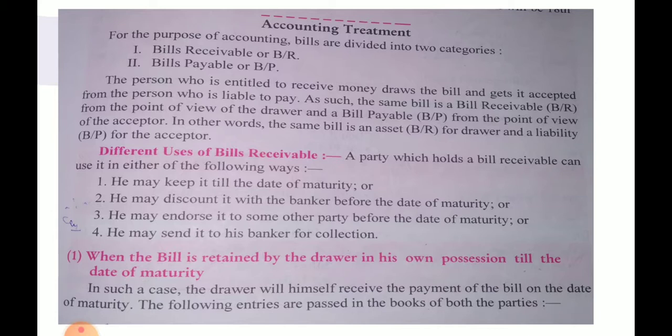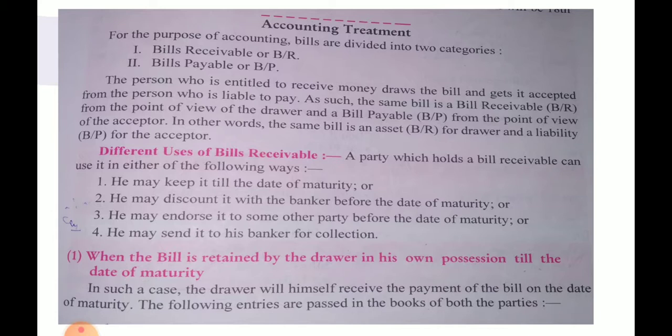The person who is entitled to receive the money draws the bill and gets it accepted from the person who is liable to pay. As such, the same bill is a bill receivable from the point of view of the drawer and a bill payable from the point of view of the acceptor. In other words, the same bill is an asset for one person and a liability for another person. So the different uses of a bill receivable are quite important.